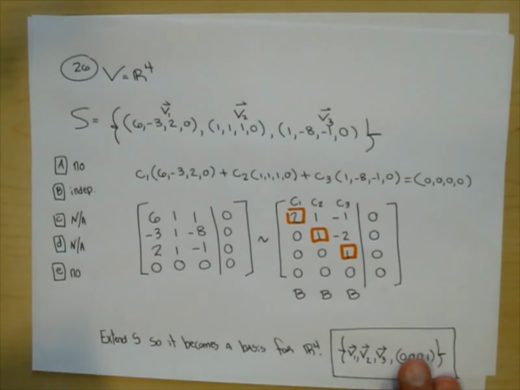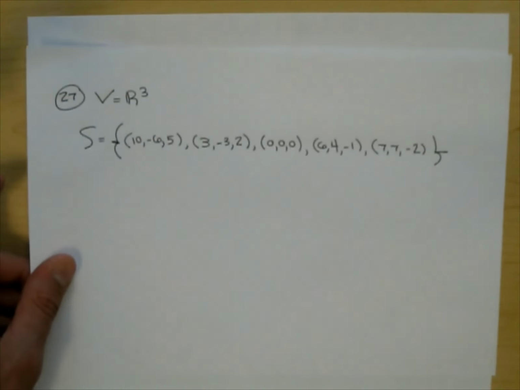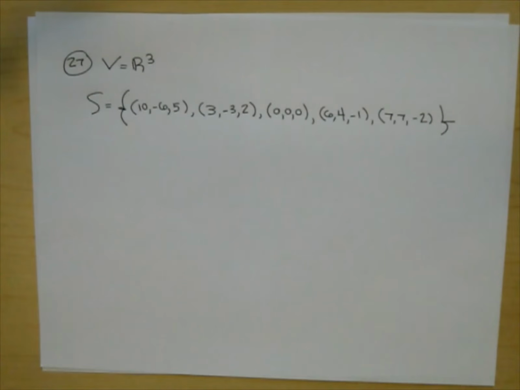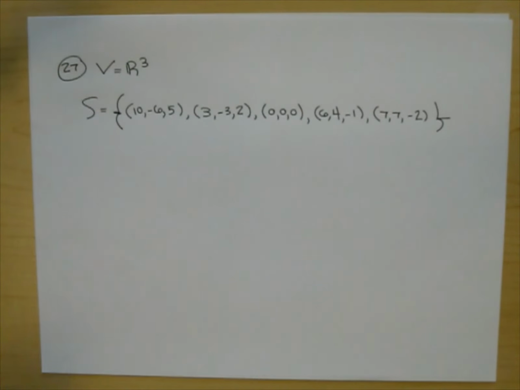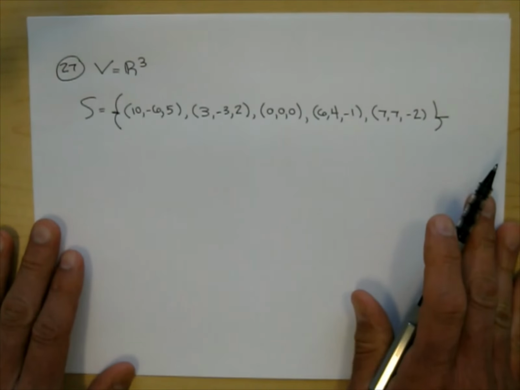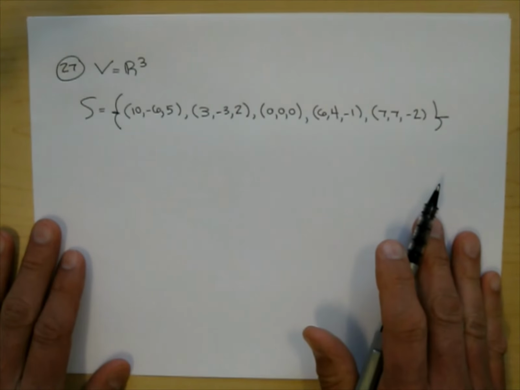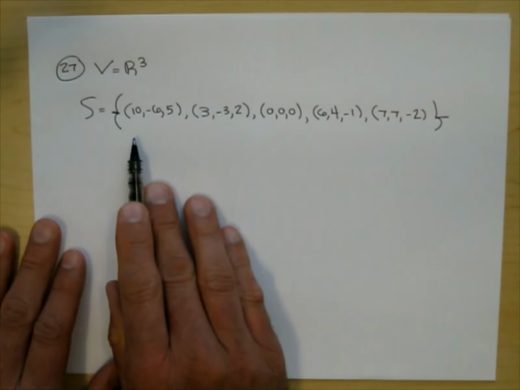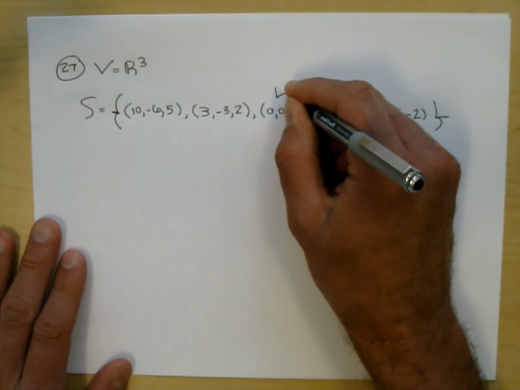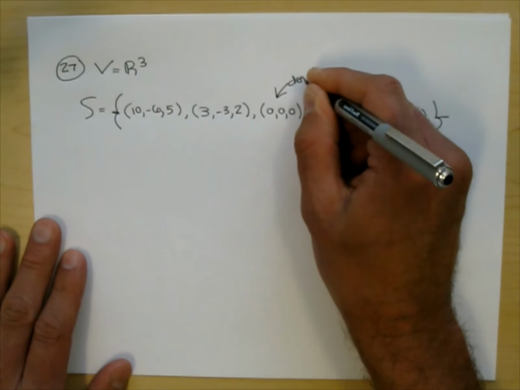Let's go ahead and continue to do these problems. Problem number 27, and once again, I'm taking them from the review, from 4.11. We have vector space R3, and we have 5 vectors. Wow, so we have 5 vectors there. And our question is, does S span V? Well, we don't know. We do see some dead weight. So this guy right here is dead weight.